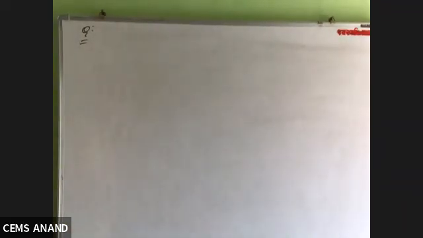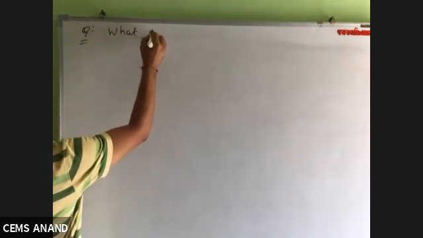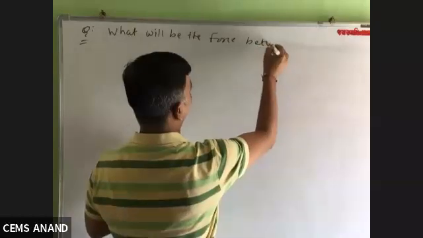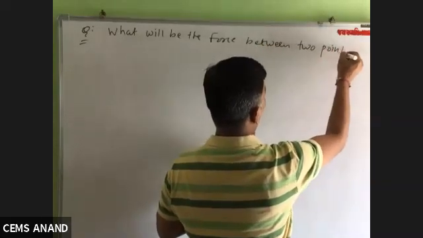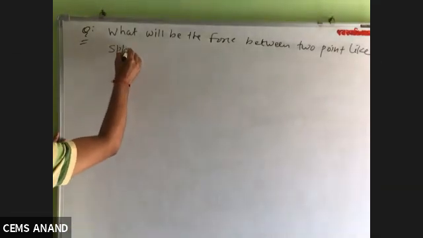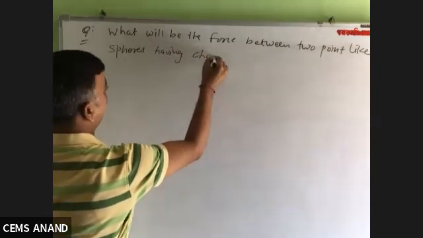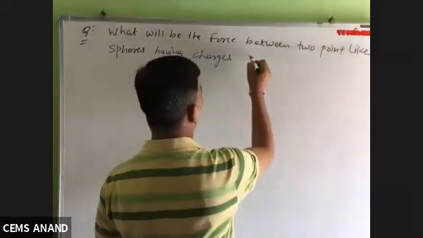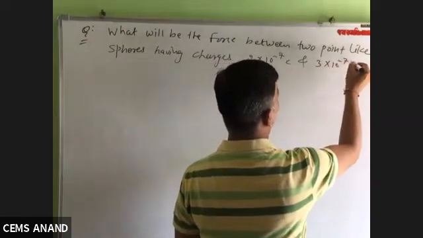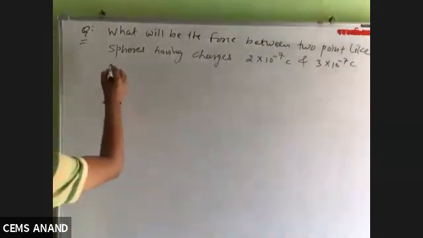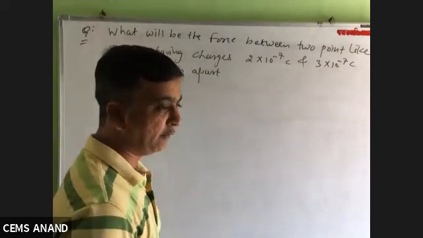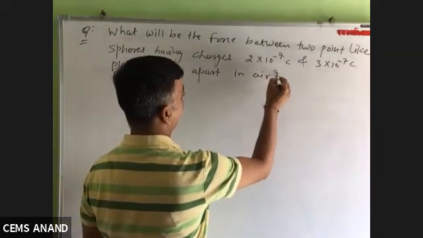What will be the force between point-like charges having charges 2 into 10 raised to minus 7 coulomb and 3 into 10 raised to minus 7 coulomb, placed 30 centimeter apart from each other in air? This is your question.